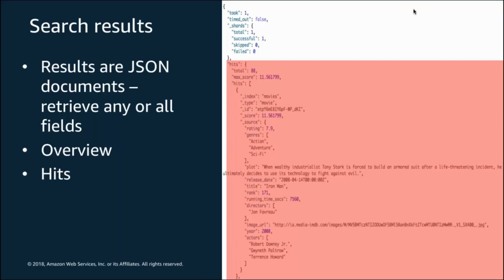For my particular movie, these are the movies or the documents that matched my query, right? So Iron Man, you can see here, is at the top. You can also see that we are able to retrieve from Elasticsearch, in this case, the full document that we sent in and indexed.